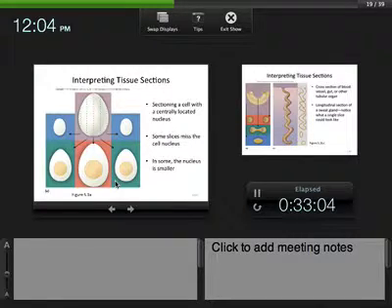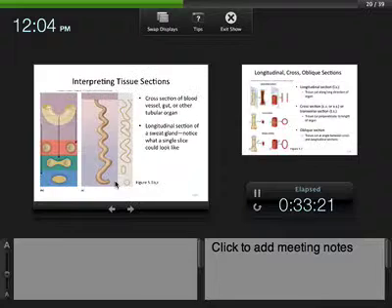So here's slices across an egg, and this is what you're looking at. You have to take a two-dimensional representation in a histological slice and recreate in your mind the three-dimensional structure it's meant to represent.